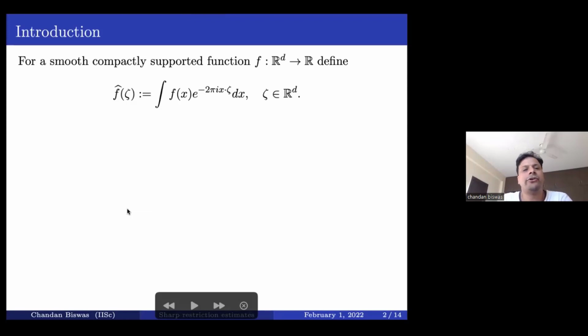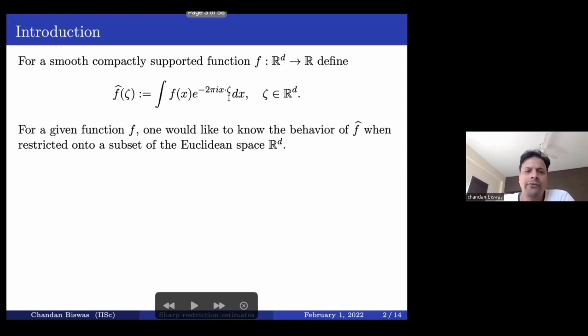For a smooth, compactly supported function f from R^d to R, we define the Fourier transform f hat of xi to be the integral of f against e to the minus 2 pi i x dot xi with respect to the d-dimensional Lebesgue measure. For a given function f, one would like to know how f hat, the Fourier transform, behaves when you restrict this function onto a subset of Euclidean space.